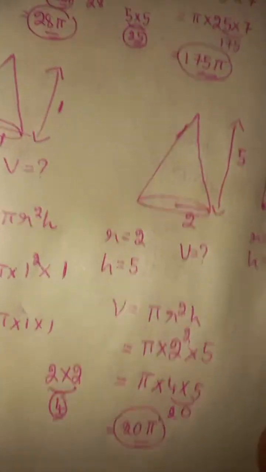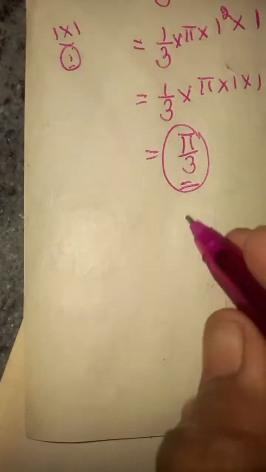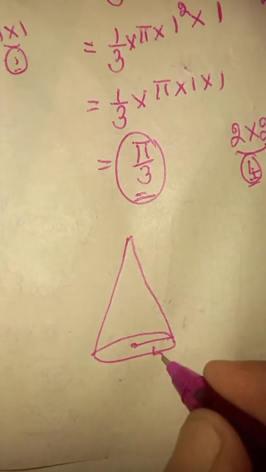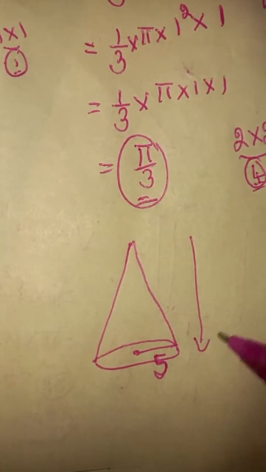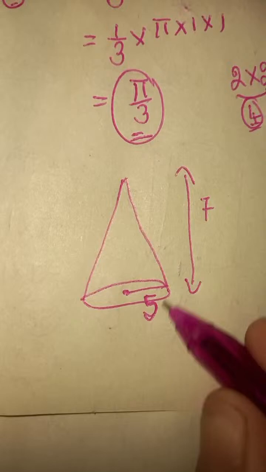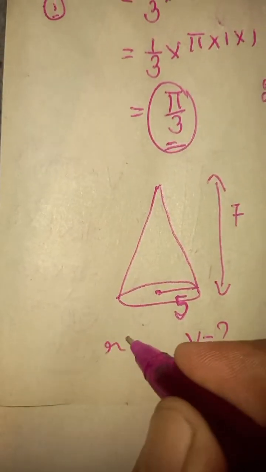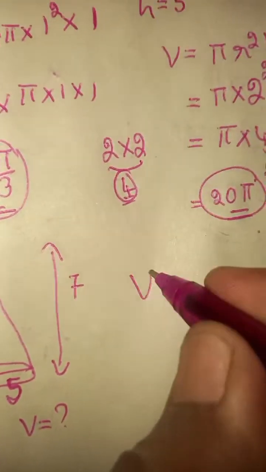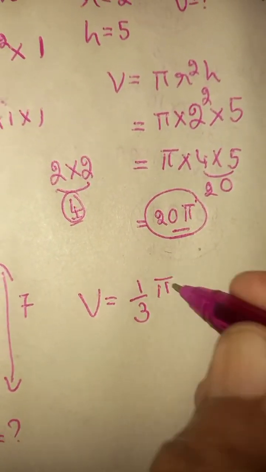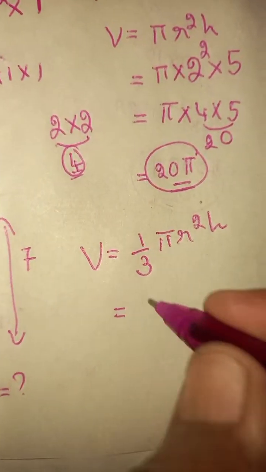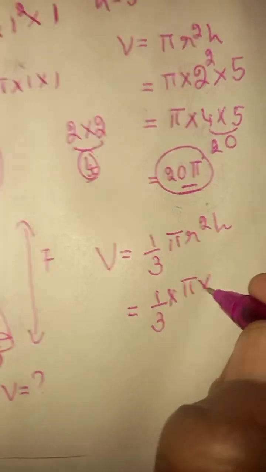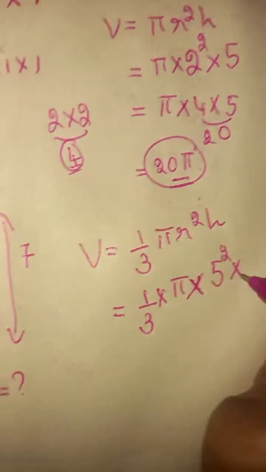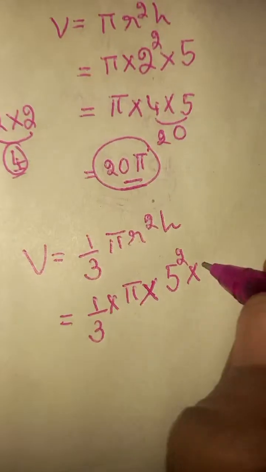Now let's take another cone. In this cone they have given the base length, that is the radius, as 5 units and the perpendicular height as 7 units. Find out the volume. Here the radius is 5 units and the perpendicular height is 7 units. Volume of the cone becomes one third of pi r square h. So this is one third of pi times the radius 5 units, so 5 square, times the perpendicular height, 7 units.